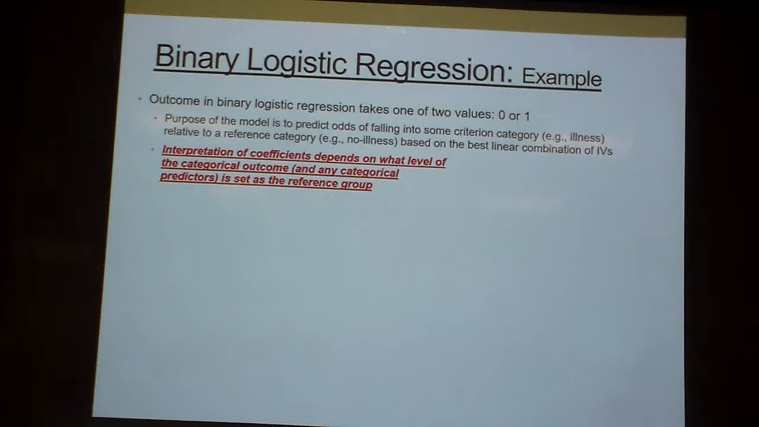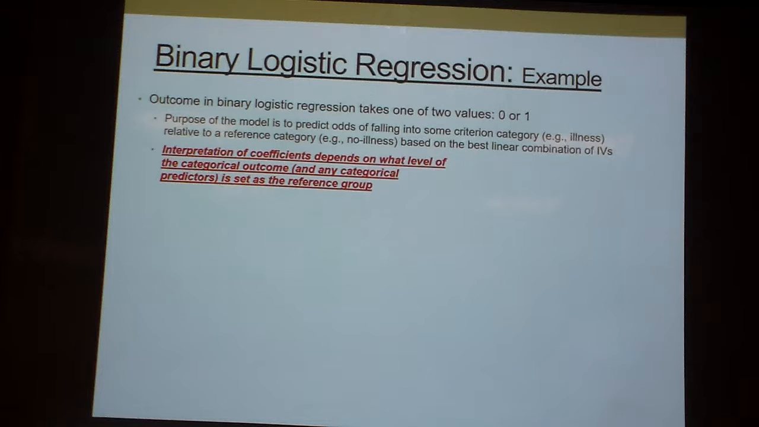But for our binary logistic regression, we're looking at an outcome that takes on 2 values, 0 and 1. The purpose of the model is to predict the odds of falling into some criterion category relative to a reference category, based on our best linear combination of independent variables.